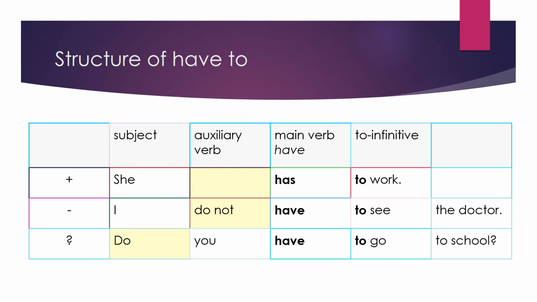The first example, on the positive side, could be: she has to work. The negative side would be: I do not have to see the doctor. And the question form is: do you have to go to school? Okay, so try to understand it.